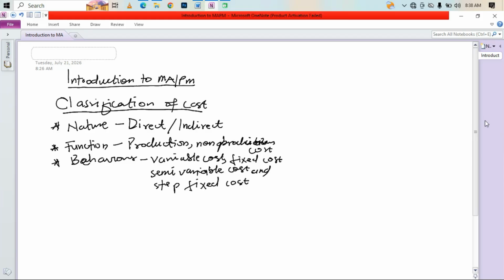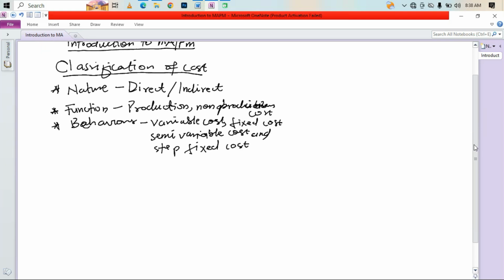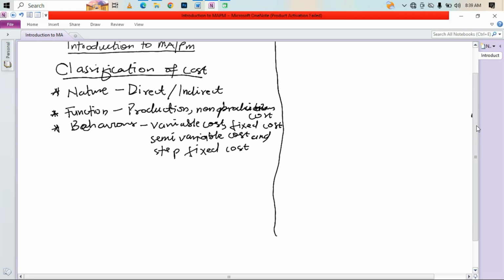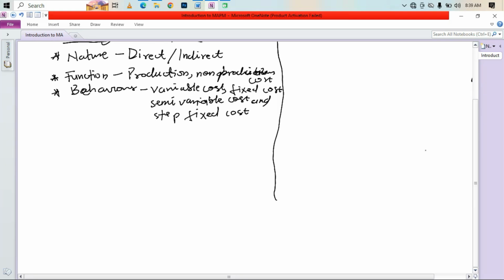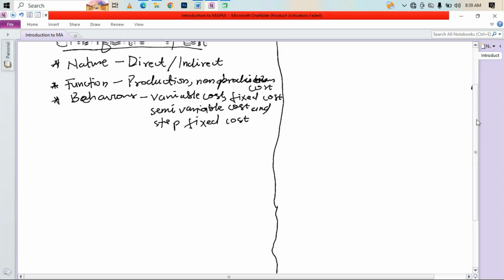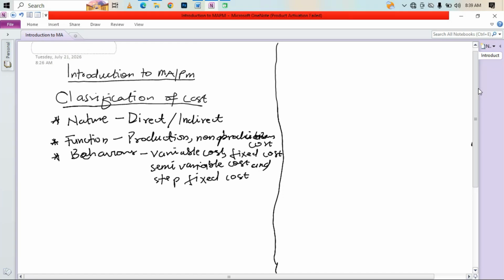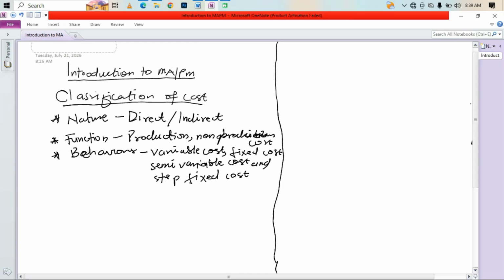Okay, so let's go into all these costs in detail. A direct cost is a cost that we can trace to the production of a specific unit. You can trace that cost to the production of a specific unit. And the indirect cost is a cost that we cannot trace.